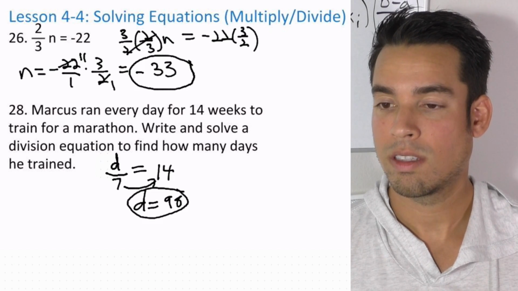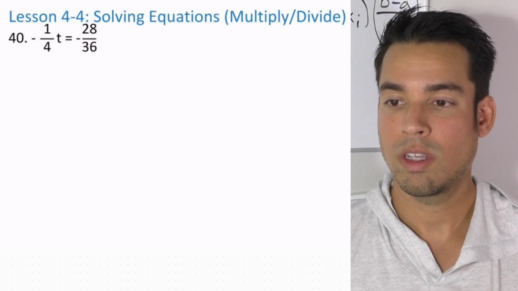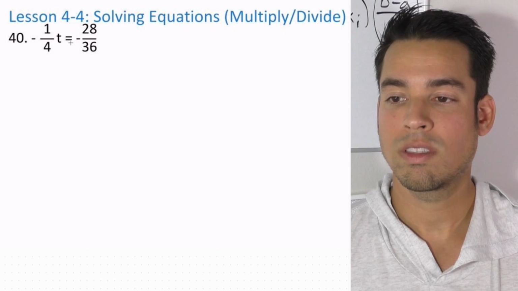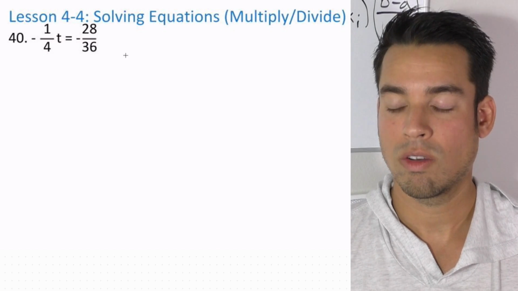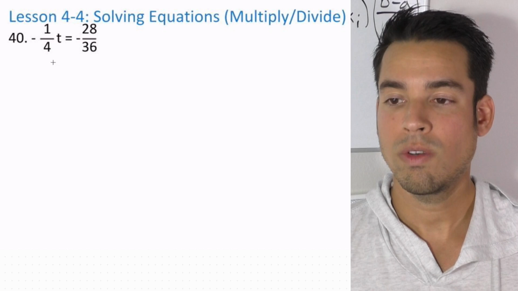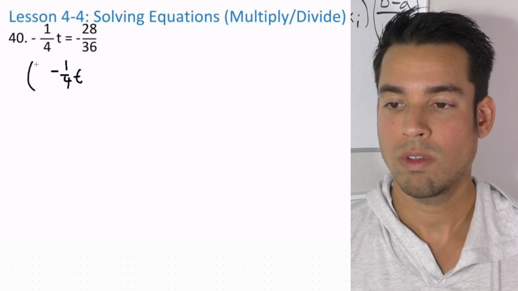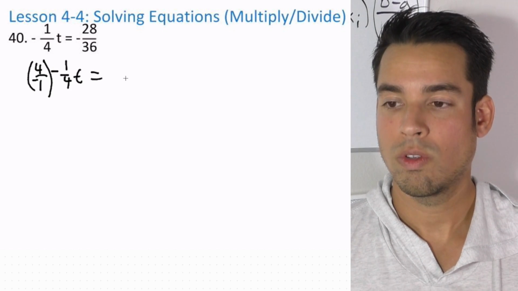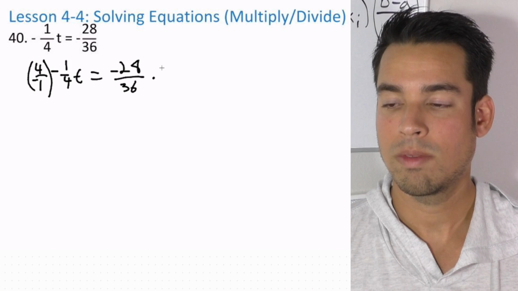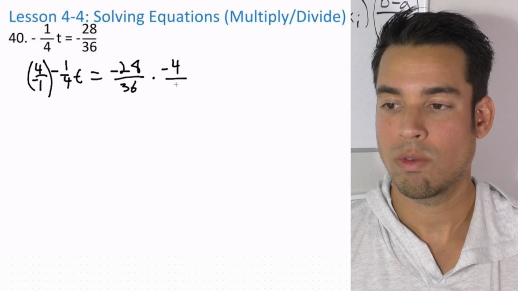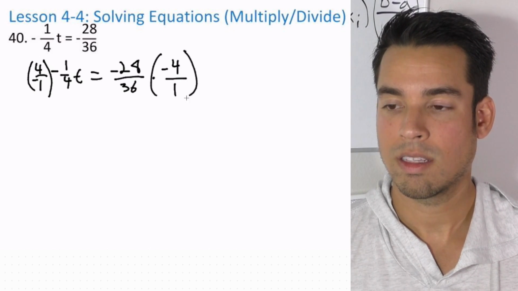All right, now let's go on to the final question, number 40. So here we got negative 1/4 t equals negative 28/36. So first of all, let's think, we got to multiply by the reciprocal, right? So we got negative 1/4 t. What's the reciprocal of negative 1/4? 4/1, negative of course, equals negative 28/36 times negative 4/1. Let's do it like this.